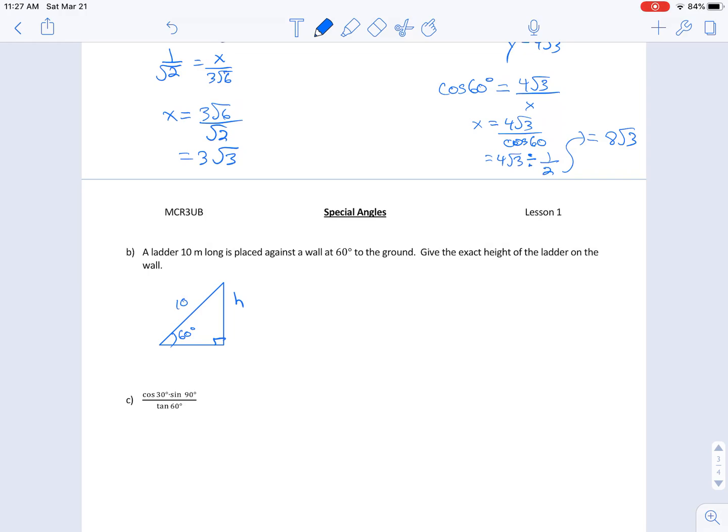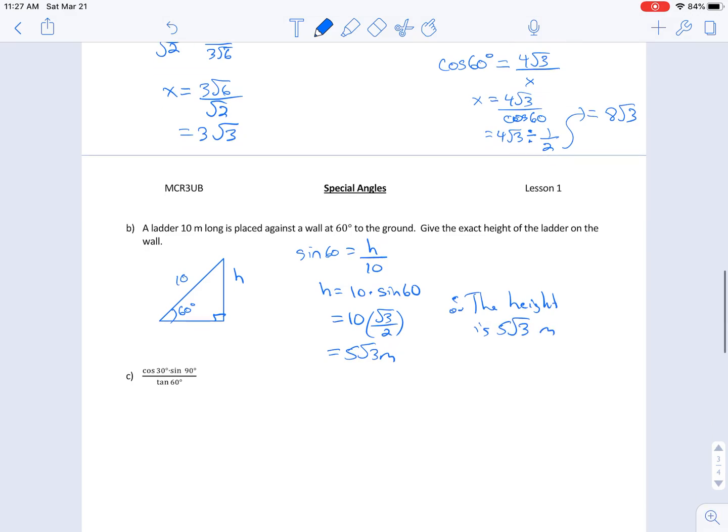So in this one, it's pretty easy. I've got opposite, so I need sine again. Sine of 60 equals opposite over hypotenuse. Replace sine 60. So therefore, height is 5 root 3 meters.